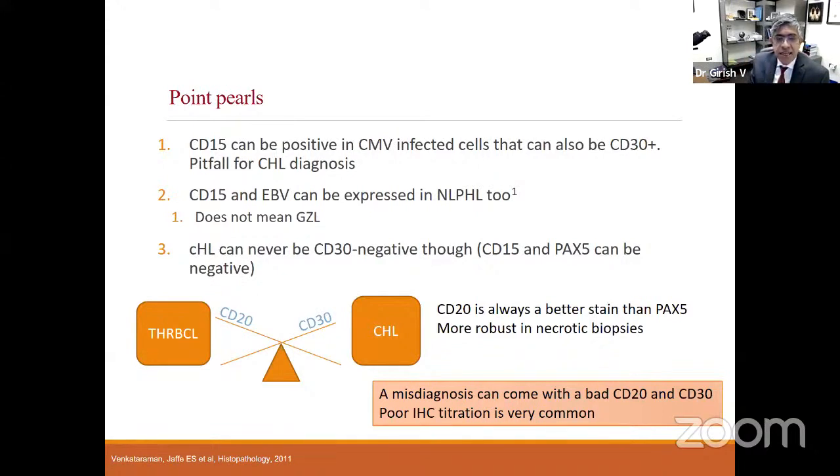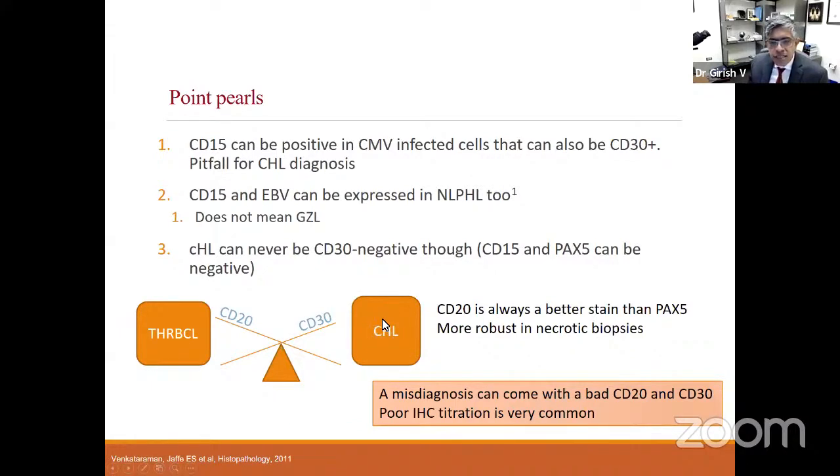But classical Hodgkin can never be negative for CD30. Remember that. But CD15 and PAX5 can be negative in classical Hodgkin, and you can easily make the diagnosis. The distinction between T-rich B and classical Hodgkin can be very thin sometimes. Your titration of CD20 and CD30 antibody can determine things. If you do a poor CD20 in a case, your T-rich B will be called CHL in no time.